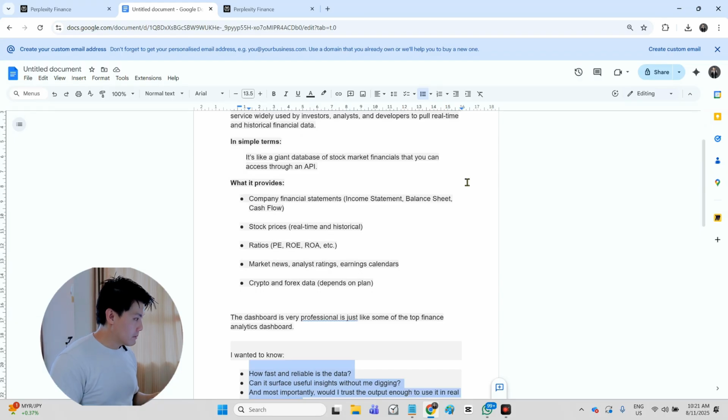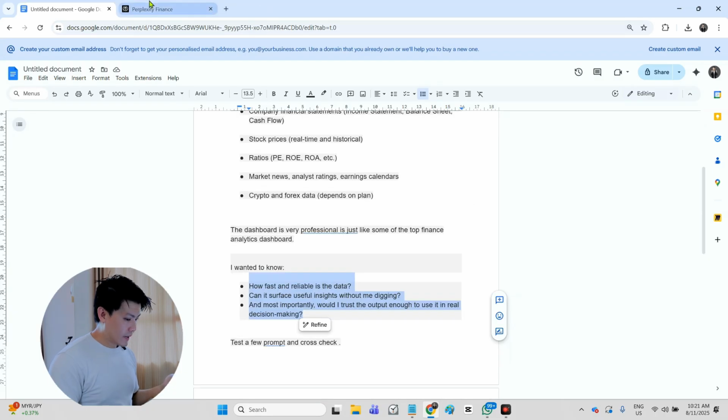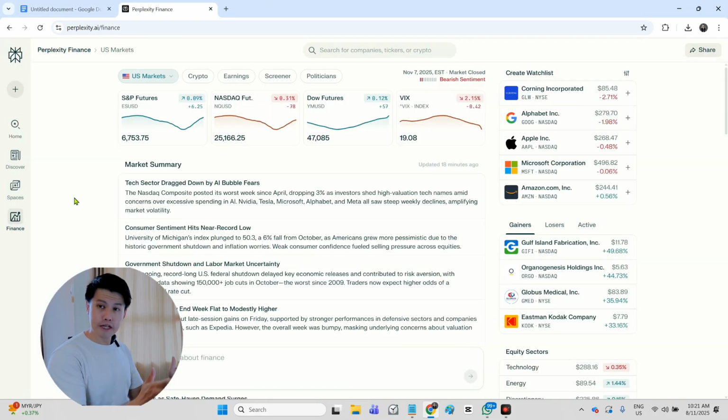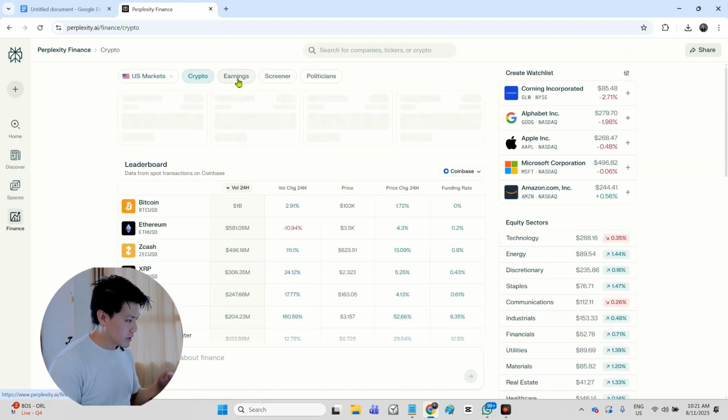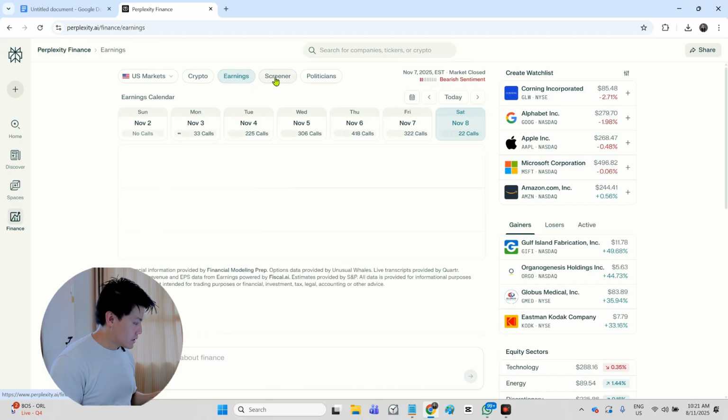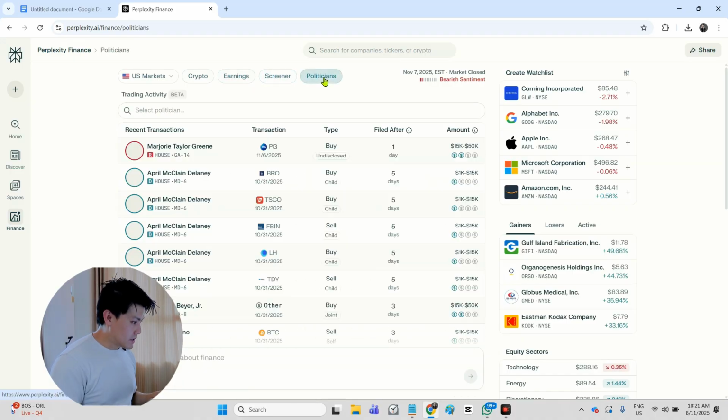So let's jump back in. As you can see over here, the whole dashboard is super professional. You have US markets and you have Indian markets. You can also toggle to crypto, and then some earnings, screeners, politicians. This is interesting. Transactions. Wow, it is also able to track trading activities based on politicians. Wow, not too bad. It's pretty interesting.